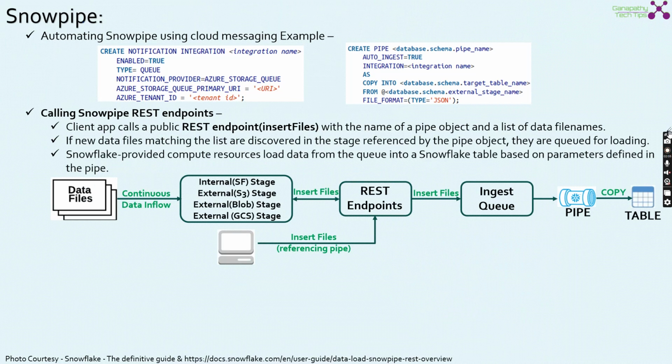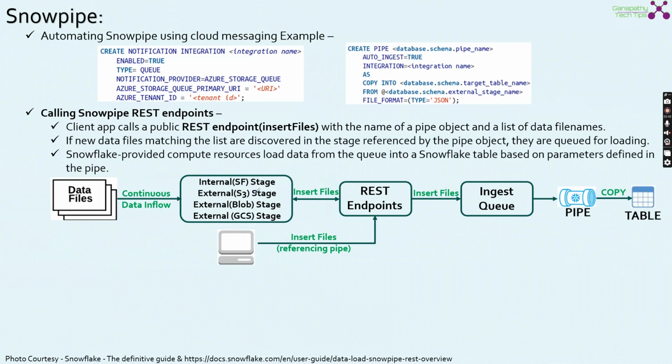This is an interesting picture which I got from the Snowflake documentation. This is one of the biggest pictures in the Snowflake documentation. For easy understanding, I just made that vertical picture into a horizontal picture. Here, first the data files are available. Once the data files are available, we will do a continuous data inflow mechanism. We need to utilize any of the third-party tools to ingest the data into that internal Snowflake stage, or external stages, or external blob storage, or external GCS stage. So in any of these stages we can do the continuous data inflow ingestion.